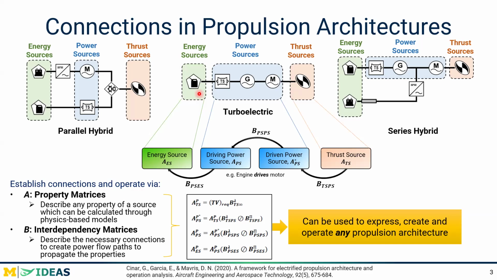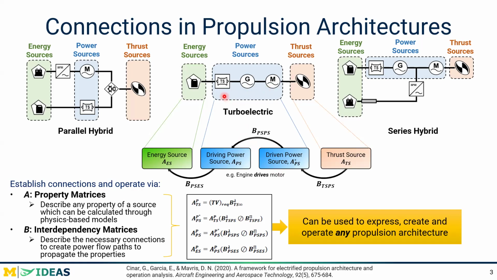The energy sources and thrust sources are pretty self-explanatory, but you'll notice here that we have two matrices for power sources. We have a driving power source and a driven power source. Now you may be asking, well, what's the difference between those? A driving power source could be supplying power to another power source. So in the turboelectric example we have here, the turboshaft engine is actually driving the generator, and then the generator is driving the electric motor.